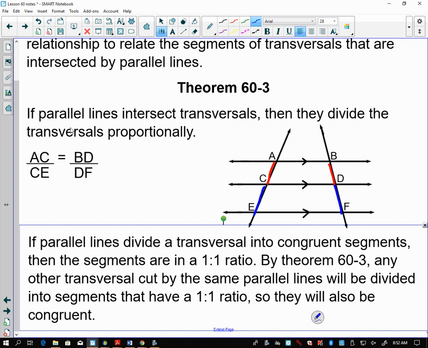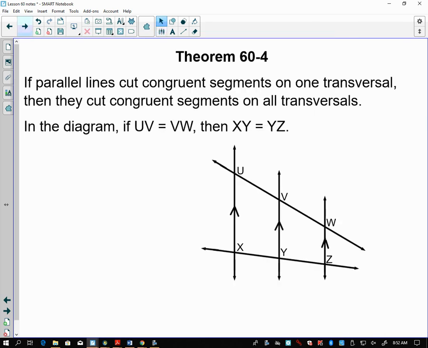All right, if parallel lines divide transversals into congruent segments, then the segments are in a 1-to-1 ratio by theorem 6-3. Any other transversals cut by the same parallel lines are divided into segments that have the same ratio, here 1-to-1. So they'll also be congruent to each other. Okay, we can take this and we can flip it, right? We can reorient it, okay?